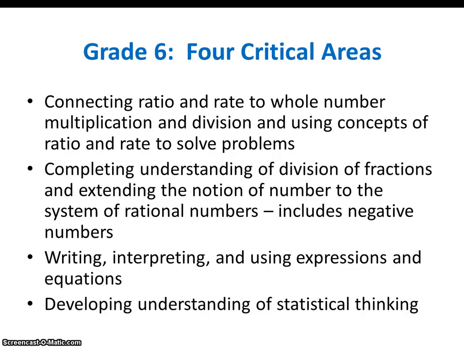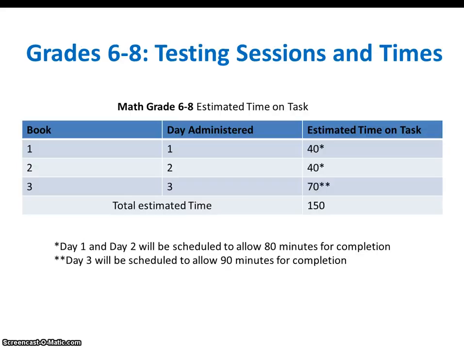Grade 6, there are 4 critical areas: connecting ratio and rate to whole number multiplication and division, completing understanding of division of fractions and extending the notion of number to the system of rational numbers, writing, interpreting, and using expressions and equations, and developing understanding of statistical thinking.